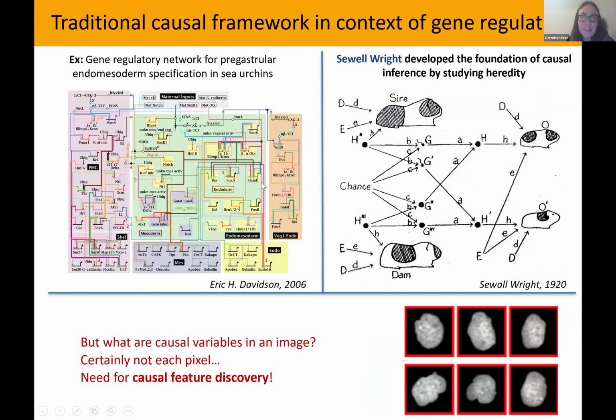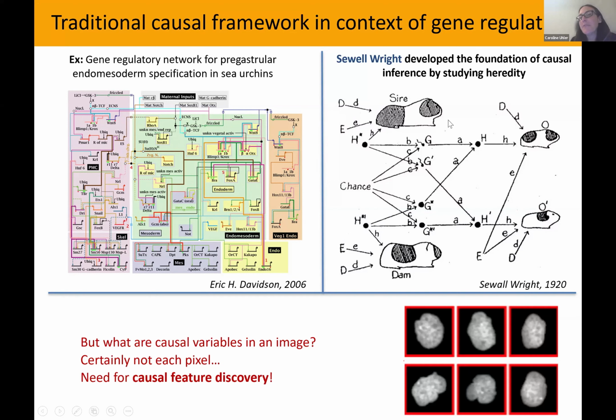Here, for example, is a gene regulatory network from this beautiful work by Davidson on the sea urchin, where, through a lot of experiments, it was actually figured out which gene regulates which other one, and even differential equations on all of these directed edges. And so these kinds of directed networks can really be seen as a causal network.